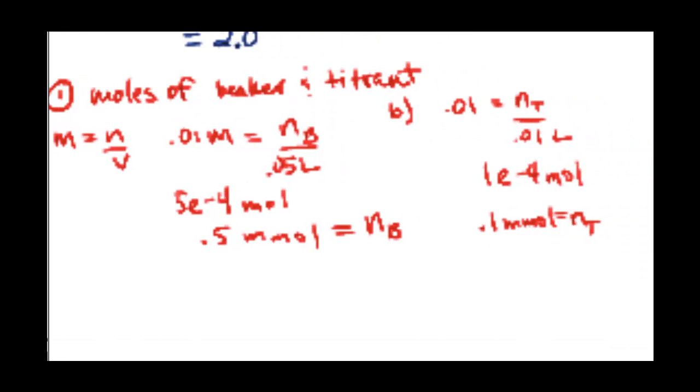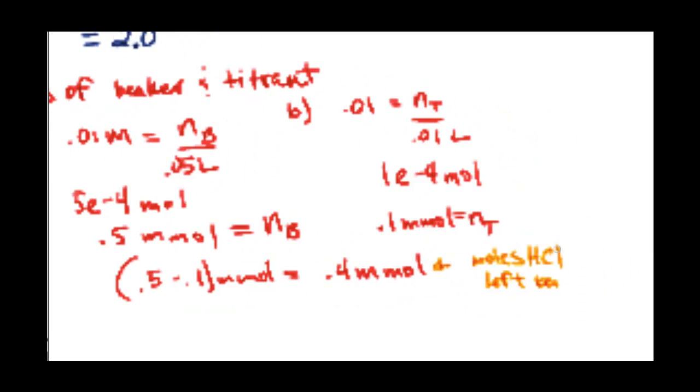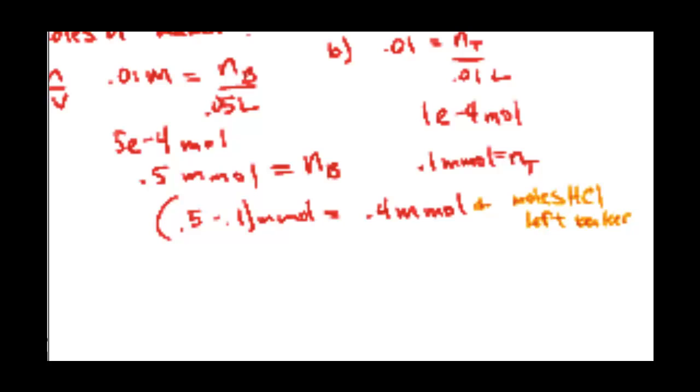So we take the difference, 0.5 minus 0.1 millimoles equals 0.4 millimoles. And this is the moles of HCl left in the beaker. We neutralized the acid: the potassium hydroxide, when we drop it in, neutralizes 0.1 millimoles of the acid, leaving me 0.4 millimoles, sorry, not moles, left in the beaker.